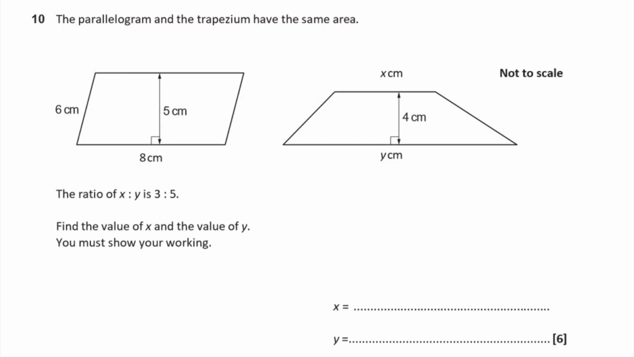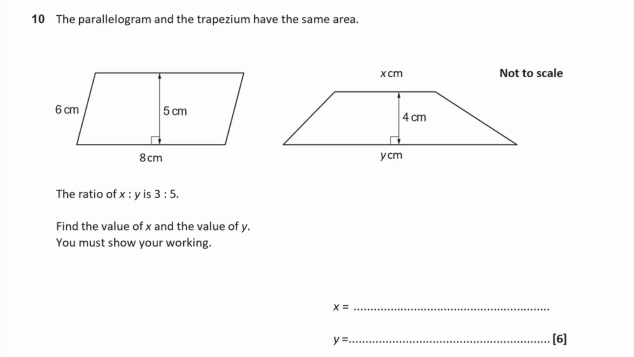Okay, question 10. The parallelogram and the trapezium have the same area. The ratio x to y is 3 to 5. Find the value of x and the value of y. You must show your working. So we've got a parallelogram, we've got all the dimensions for it. We've got a trapezium where we've only got one of the dimensions for it. But I guess we can work out what those dimensions are by using the fact that they have the same area. So I'm going to find the area of the parallelogram first, and then I can equate the trapezium with it, and then hopefully I can work out what x and y are.